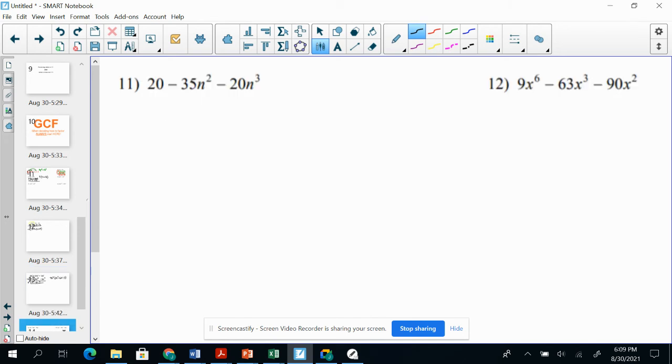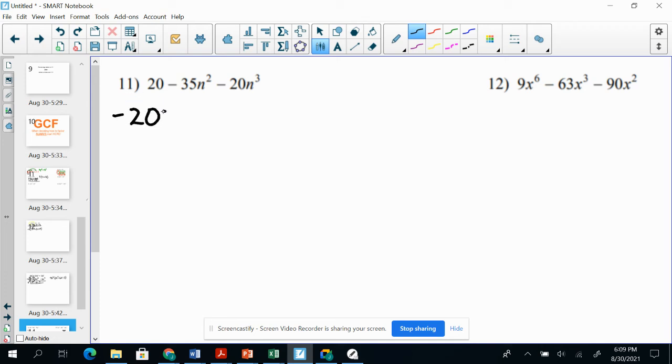All right, so we got 2 more. Pause the video right now and see if you can do number 11 and number 12. You're just factoring out the GCF. Looking at number 11, it's out of order. It's not in standard form.